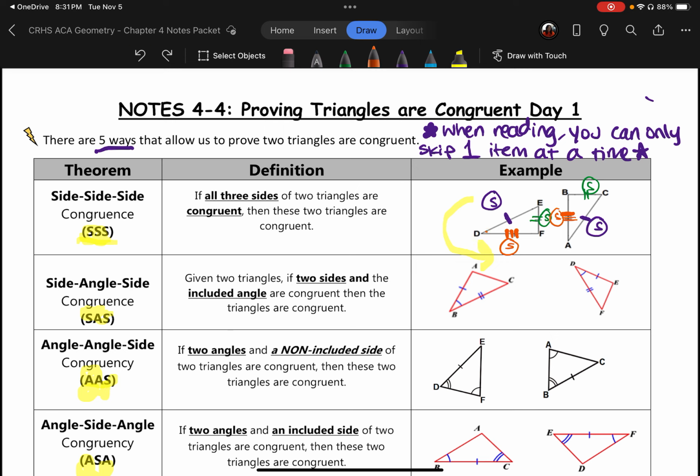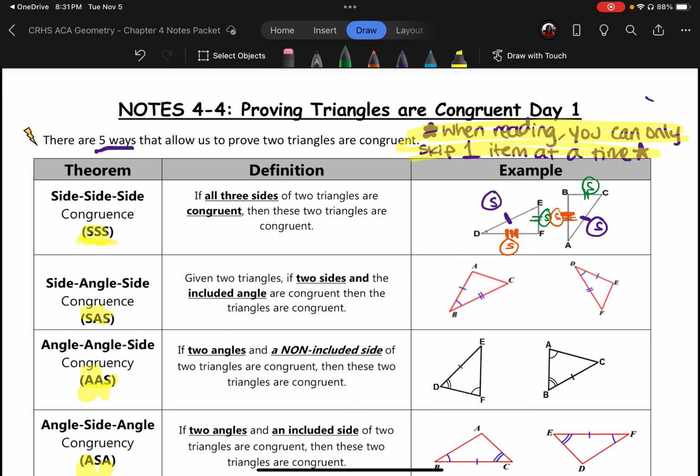And we'll get more clarification on how to read it as we look at these different congruence theorems here in the notes. But the main thing I do want you guys to write down here at the top is that this part's super important. When you're reading, you can only skip one item at a time. Super, super important. And we'll see how that works here in the next problem. So just to summarize here, if you have 2 triangles that have all 3 sides marked congruent, then we say the 2 triangles are congruent by side, side, side.